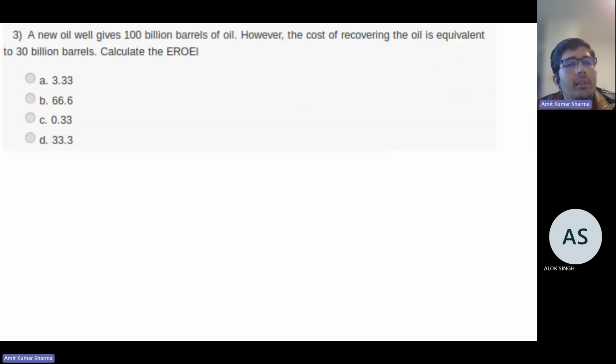A new oil well gives 100 billion barrels of oil. However, the cost of recovering the oil is equivalent to 30 billion barrels. Calculate the EROEI. Sir, it's 3.3 coming. Yes, we have covered a similar type of question today. It is energy output upon energy input. It will be 100 upon 30, which is 3.33.